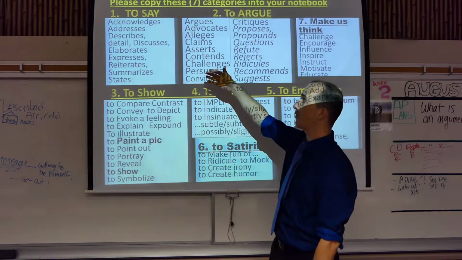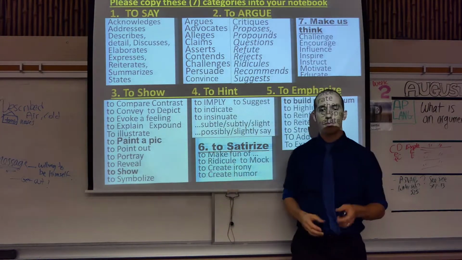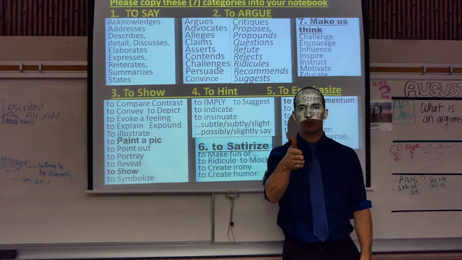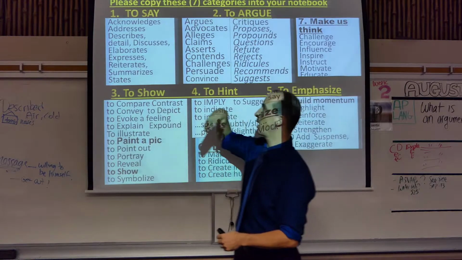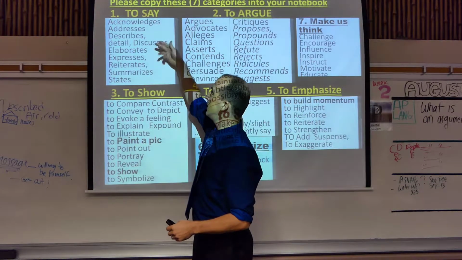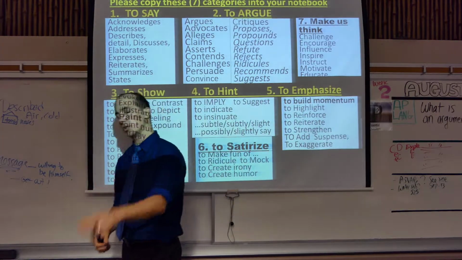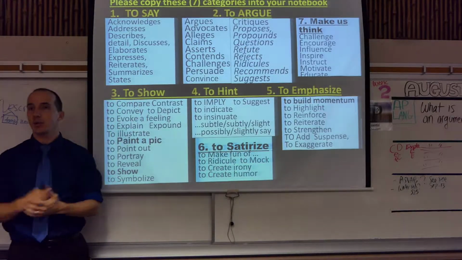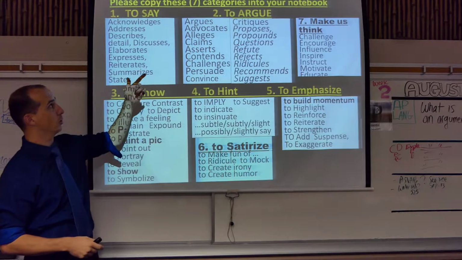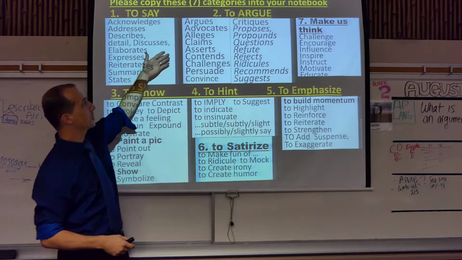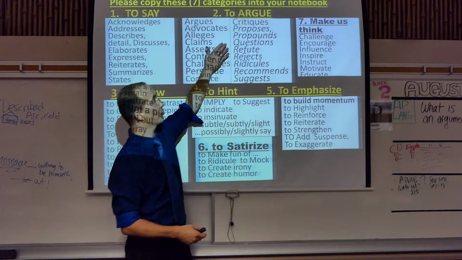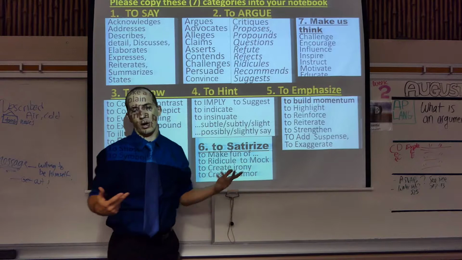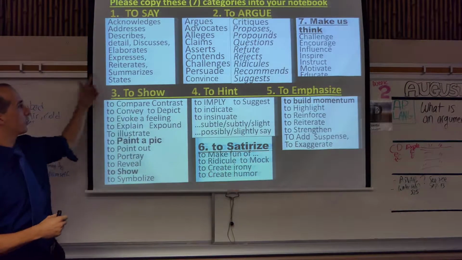So here we go. We got, everyone say, to say. Number 1 is to say, which means that the author is just trying to say something. Very easy, very sweet. He's trying to state it, express it, detail it, describe it. Number 2, he's trying to argue or advocate, allege, claim, assert, contend, challenge, question, propound. Everyone say propound. Propound. Just means proposes or argues. It's all good.